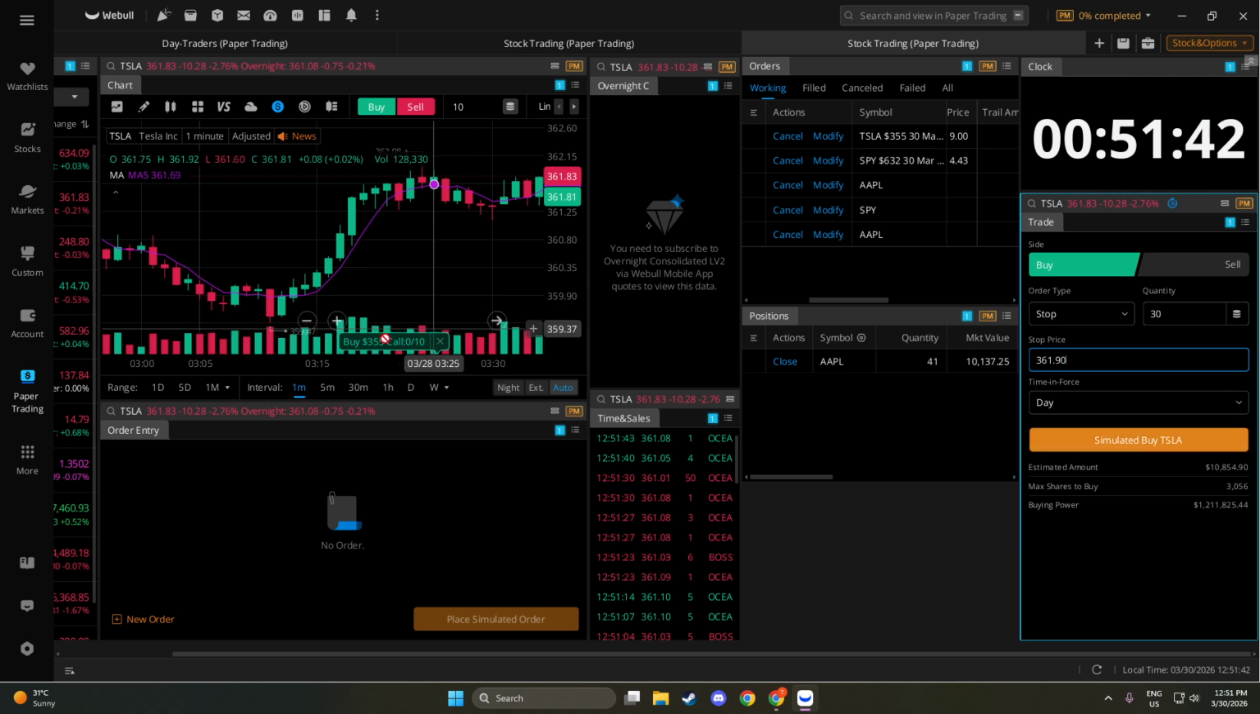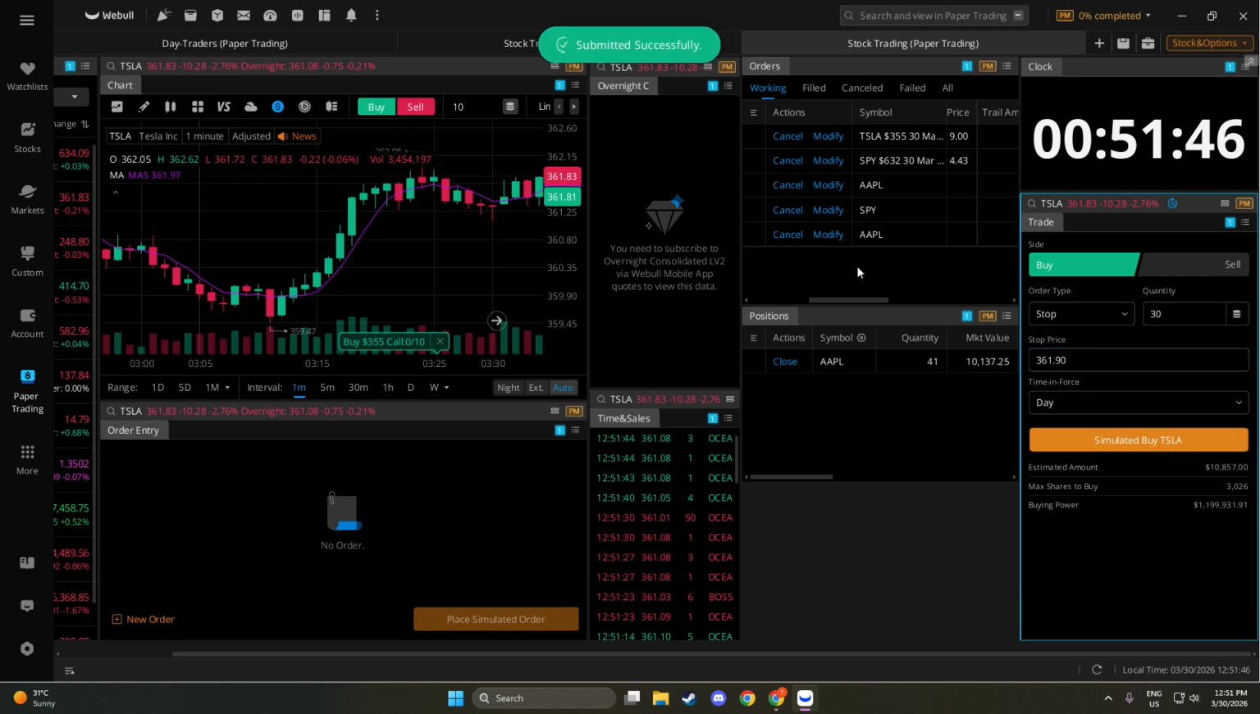Finally, click Submit or Place Order. Before you do, take a quick moment to confirm the symbol, the sell direction, your stop price, and the share quantity. Once submitted, your stop will appear in your orders, ready to trigger if the market reaches your level.